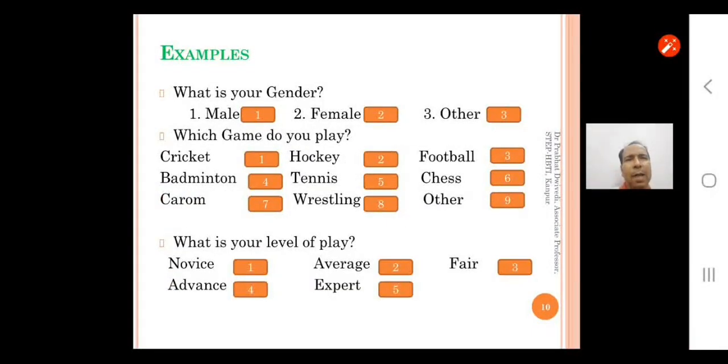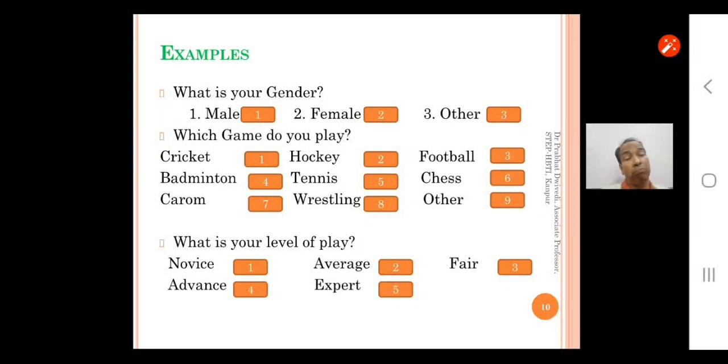Let's take an example of data coding. Like there is a question, what is your gender? There are 3 options: male, female, other. You can give 1 number to male, 2 number to female, and 3 to other. That is nothing else but the code. 1 code is given to male, 2 code is given to female, and 3 code is given to other.